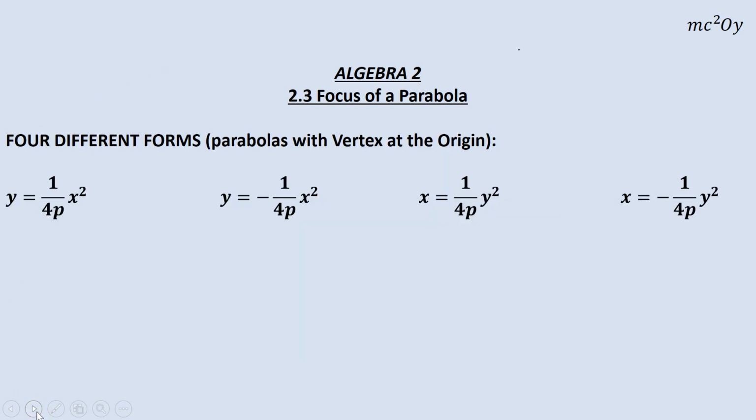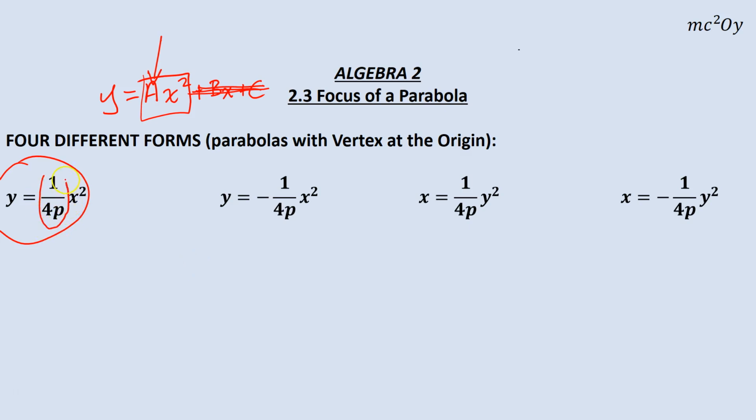So what we're going to do is look at the different forms. There are 4 different forms. If we're writing in terms of y equals ax squared plus bx plus c, we're going to leave b as 0 right now and c as 0. So we're just going to forget about this stuff for now. Just focus in right here. And notice that a has been replaced in all of these with 1 over 4p. So the 1 over 4p, that's our a term.